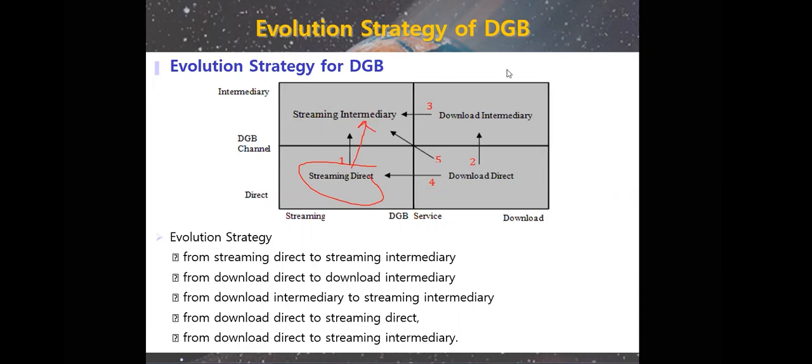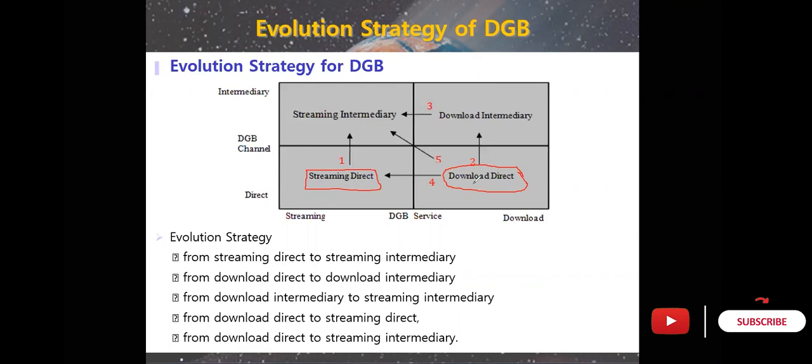Now look at this one. Download direct to streaming direct. Now both are direct, both are for the owner. I am, for example, the owner of a game. I made a game and I want to sell it to the customer. If I sell it as a download, if anyone pays me $2 for the game, and I have 1,000 customers, how much money will I get? 1,000 customers times $2 is $2,000, a simple calculation. So I will get $2,000, right?